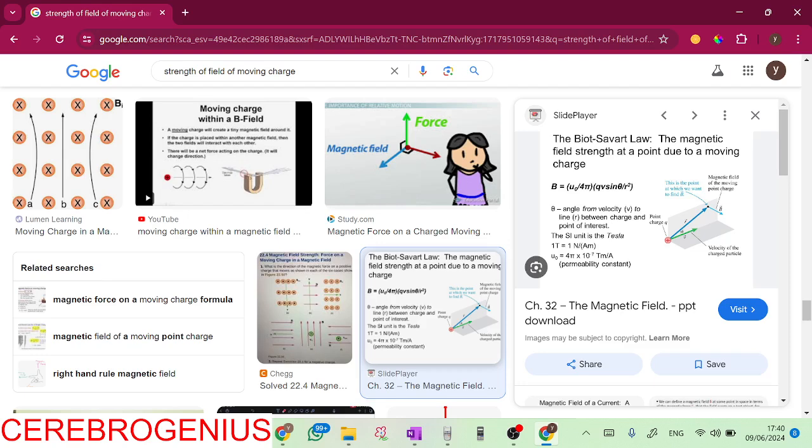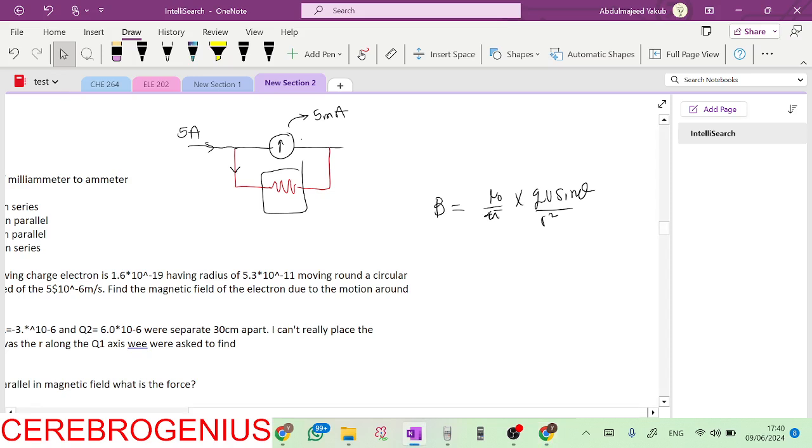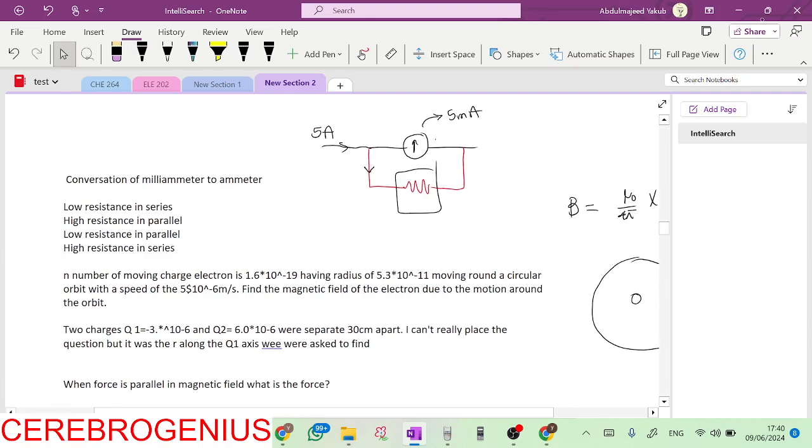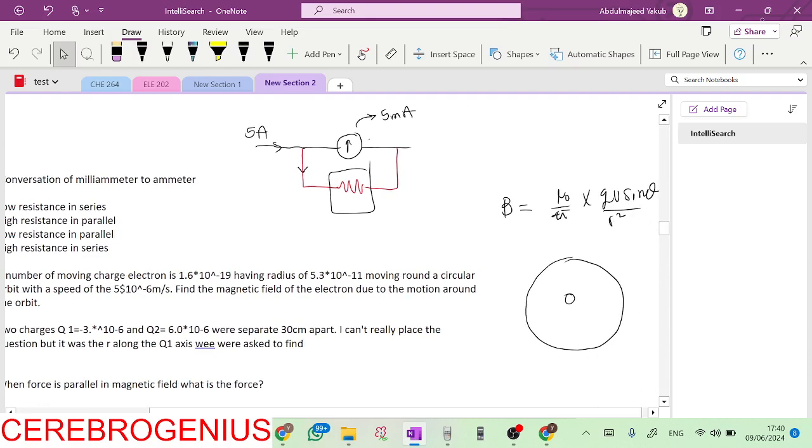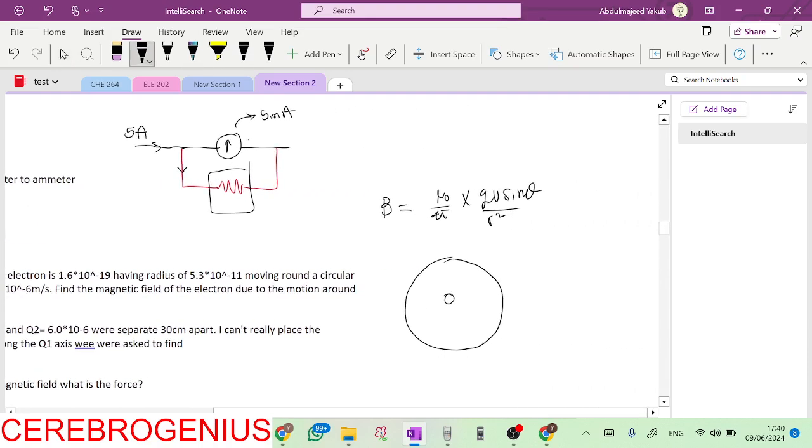You draw a line to the point of interest. The angle between those two lines is your theta. So let's assume that this is the path of the electron moving around a circular orbit with that speed. So the speed of the electron is this tangential speed. So you draw this.